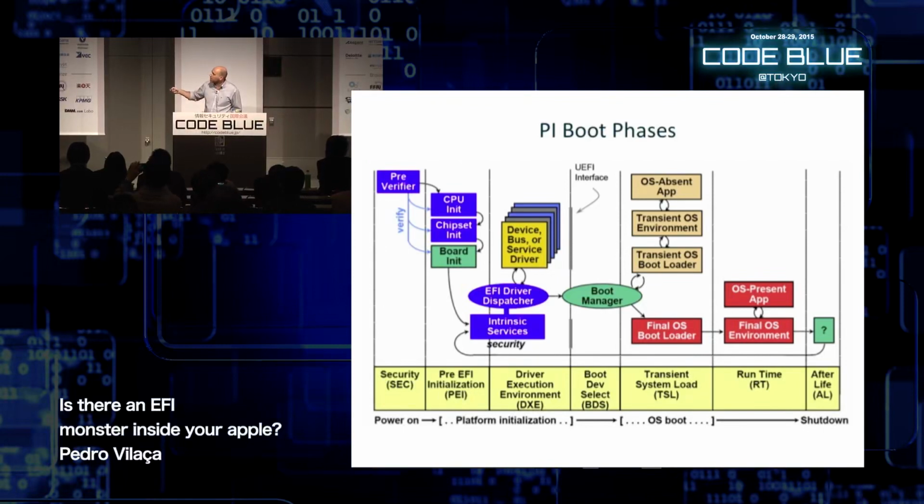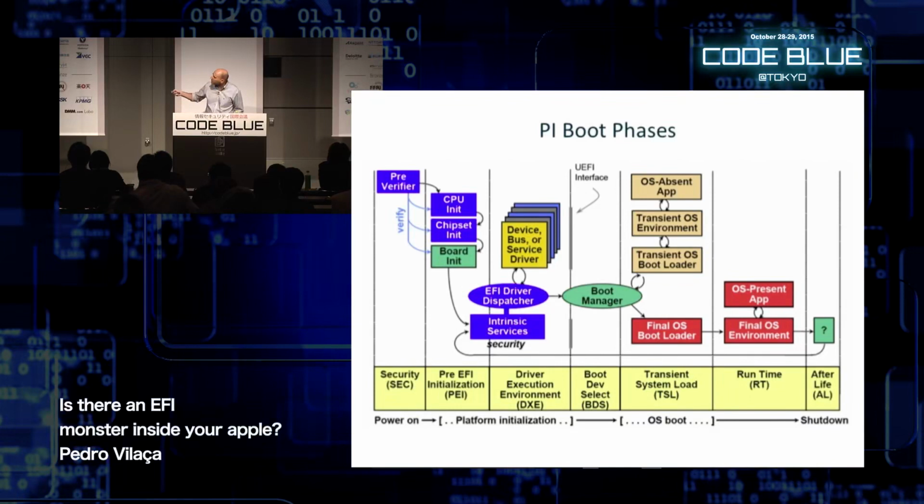Then you have the PEI phase, which is pre-EFI initialization. This is where it starts setting your machine ready for the next phases. For example, one of the most important tasks is to set up memory. Your memory layout is different in different phases of the machine. This phase takes care of setting up memory for the DXE phase. DXE is the phase that takes longer because it loads drivers that talk to the hardware. You can put, for example, an HTTP server here and so on. Many things happen in this phase.